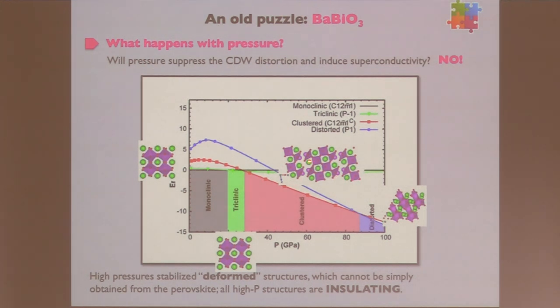which is basically made by clusters of barium bismuth. And then you go to something very strange that we call the distorted structure. I don't know if you can see it here, but in this case, you can still find these perovskite octahedra. This is definitely not the perovskite. So we call this distorted some phase which is so distorted from the perovskite that you cannot get basically continuously from the perovskite to this phase.